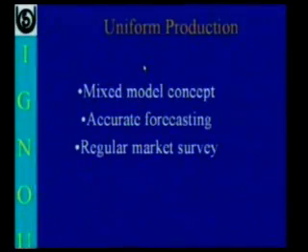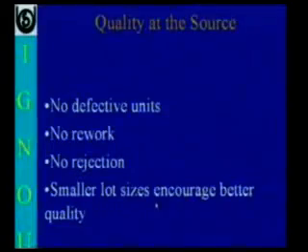Uniform production, how you will go for accurate forecasting. For that you will need to go for regular market survey. Quality means no defective units, no rework, means you are not going to rework on a product. So if you are going to rework on that product, that means there is a wastage of time as well as wastage of resources. Work should be done in such a way that there should be no rejection of the parts, and a smaller lot size should be encouraged. So smaller lot size encourages better quality.